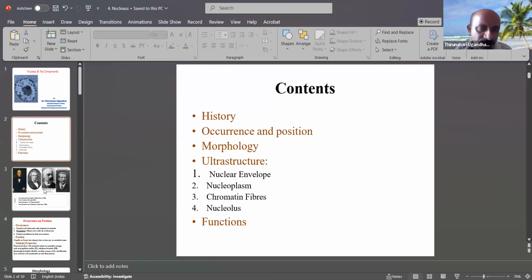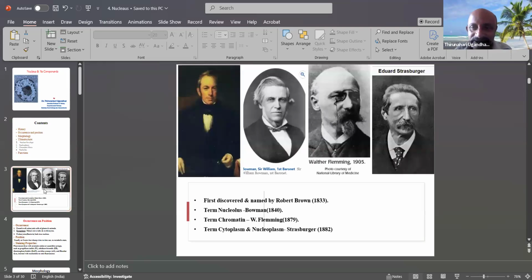So now, what is the history? The nucleus was first discovered and named by Robert Brown, a famous scientist, who studied the structure of the cell, the basic fundamental unit of the cell. He reported the center part of the cell, which forms the nucleus. That is the first report. The nucleus was first named by Robert Brown.